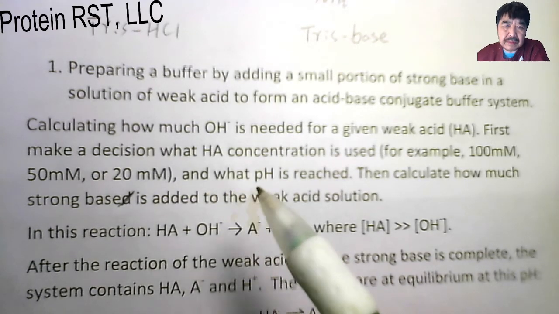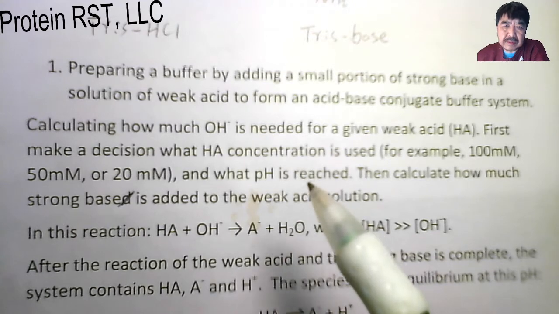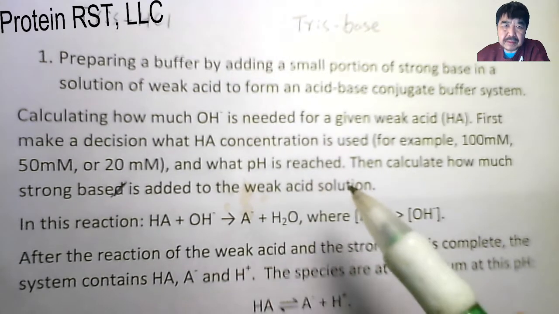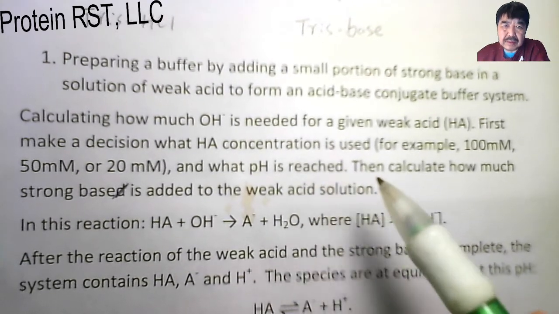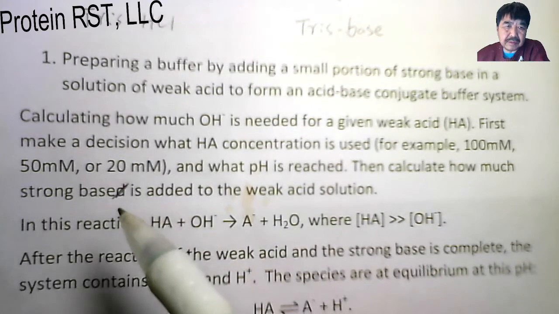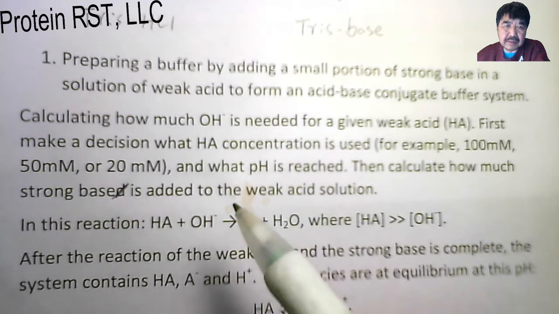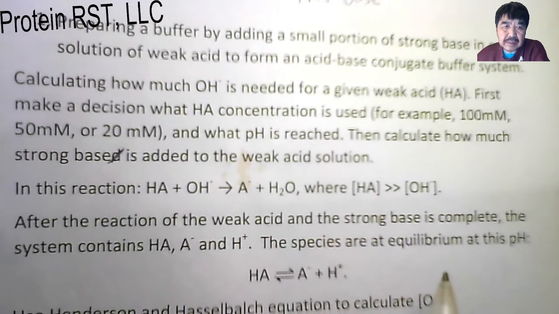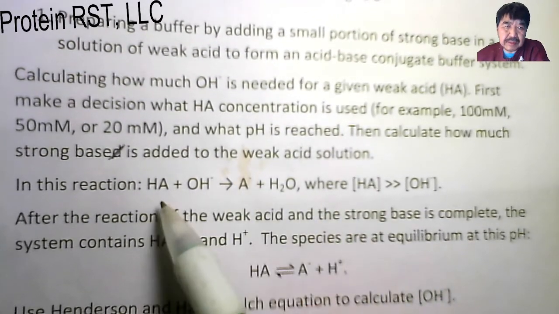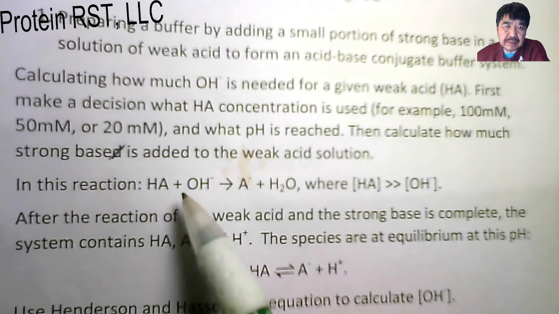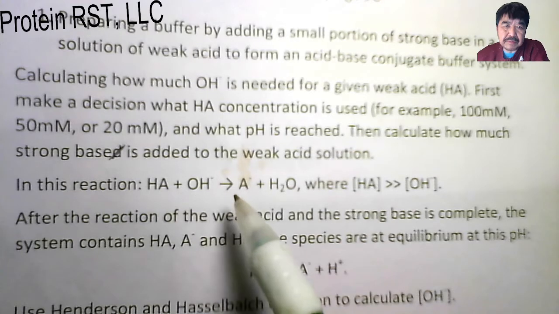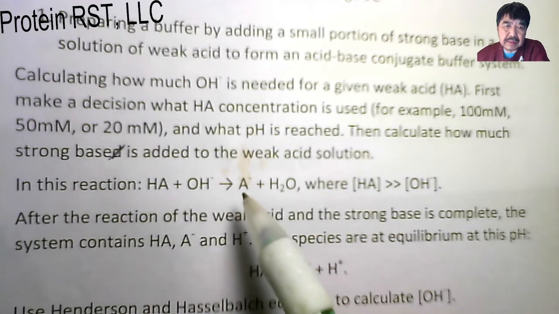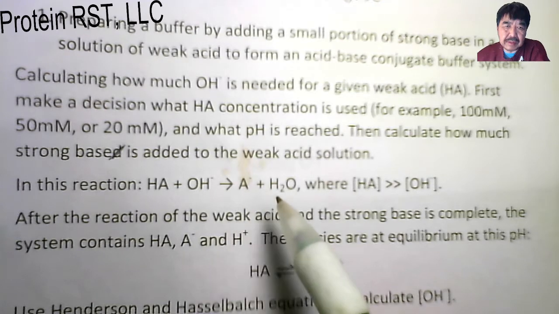Then, what pH do we need? What pH is reached? Then calculate how much strong base is added to the weak acid solution. In this reaction, the weak acid interacts with the strong base to form A minus. A minus is the acid radical, plus water.